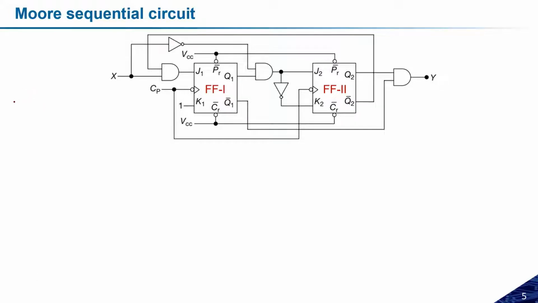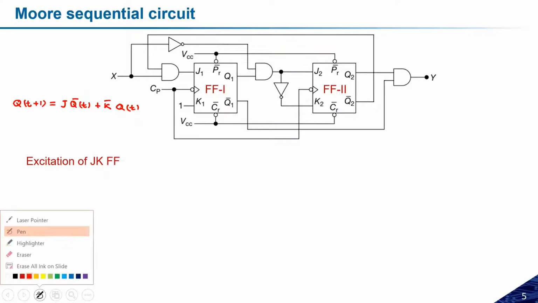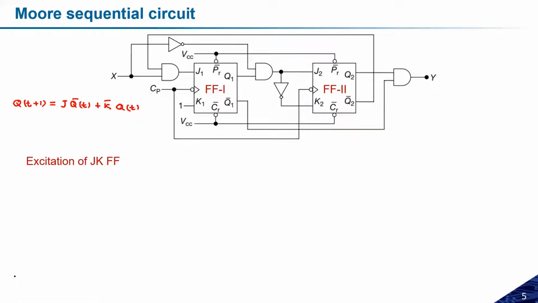characteristic equation of the JK flip-flop is Q(T+1) = J Q(T) bar + K bar Q(T). So this is the characteristic equation of the JK flip-flop. We know these things. Okay, so let us try to solve this Moore sequential circuit. First thing I have to do, first I have to find the excitation of the JK flip-flops.